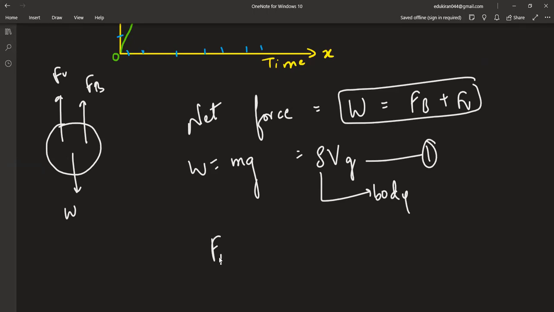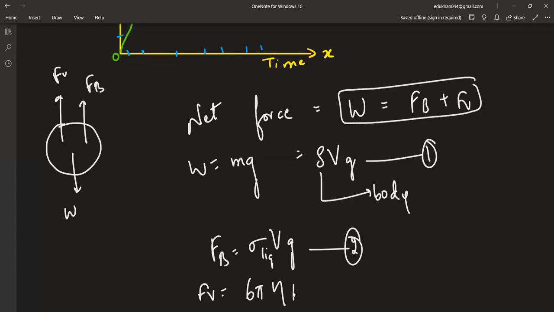Talking about FB, what is the buoyant force? V sigma g. Sigma is the density of the liquid. This was the density of the body, and this is the density of the liquid. Second equation, FB, also achieved. What is FV? We have just now seen it is 6 pi eta r v. That is Stokes' law. This is the third equation.